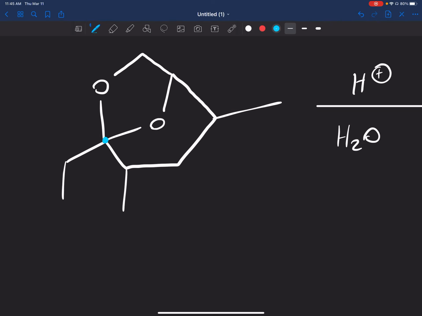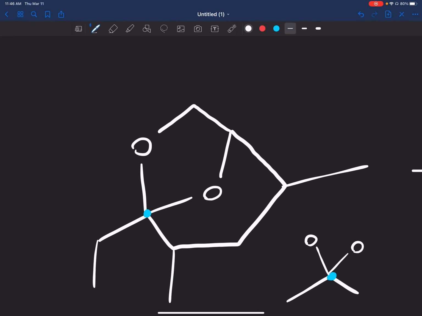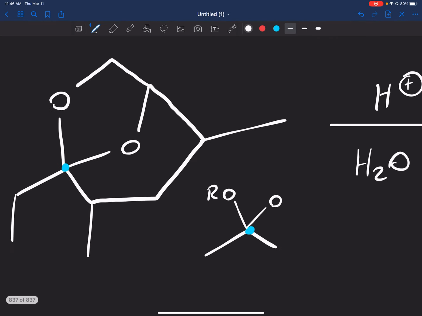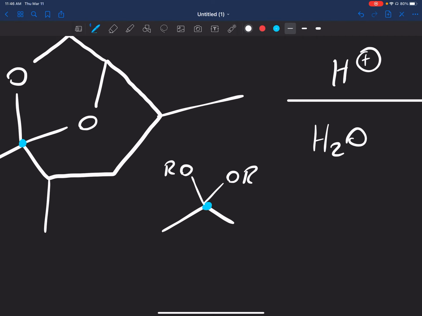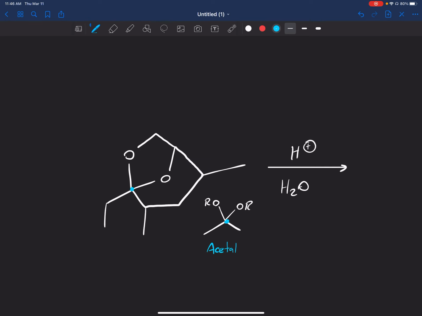So I'll kind of simplify it. Here's that carbon. I'm leaving all the extra stuff off. Two oxygens. And what are those oxygens connected to? A carbon, a carbon. So I'm going to put R, R. That's an acetal. So this is going to be our acetal mechanism.